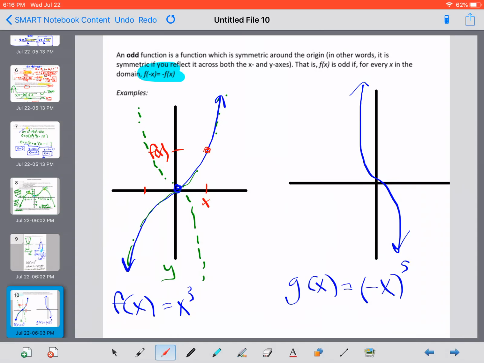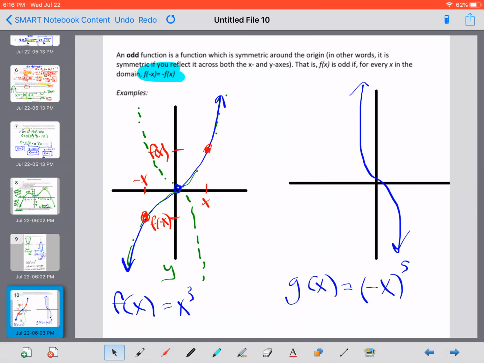And if this is negative x, the same spot on the other side of the axis, f of negative x is down here. So we can see that f of negative x is equal to the opposite of f of x. In other words, the point you get up here is sort of reflected in the third quadrant down here.